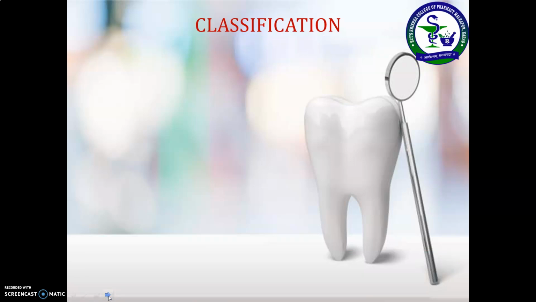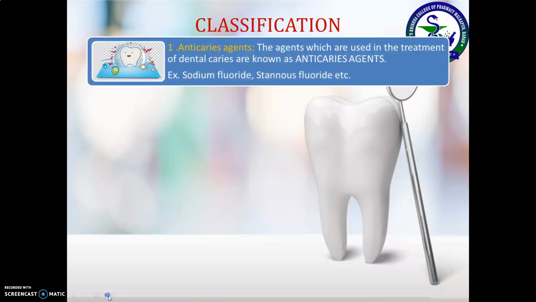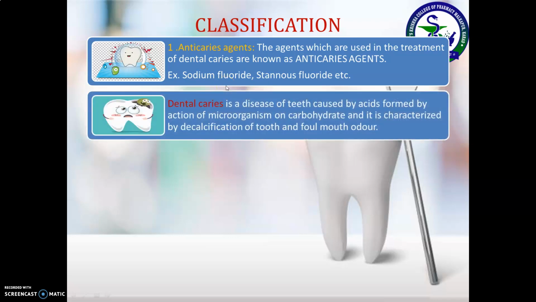Now, classification of dental products. Basically, dental products are classified into four main classes. First is anti-caries agent. These are the agents which are used in the treatment of dental caries. For example, sodium fluoride, stannous fluoride, etc. And dental caries, we already discussed this. It is a disease of teeth which is caused by acids which are formed by the action of microorganisms on carbohydrate, and it is characterized by decalcification of the tooth and foul mouth odor.